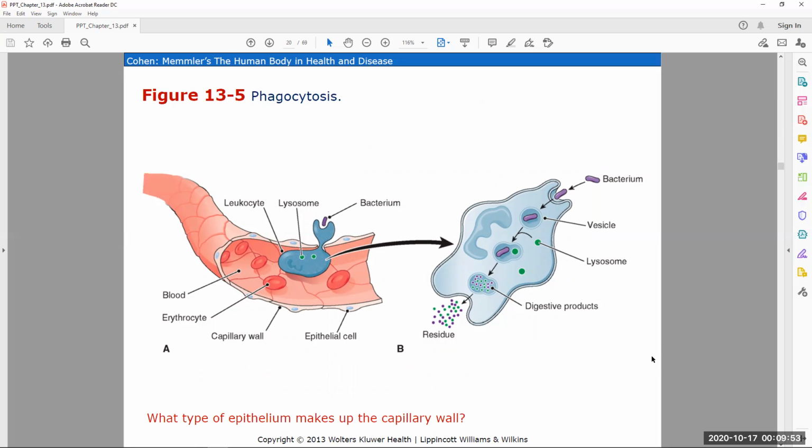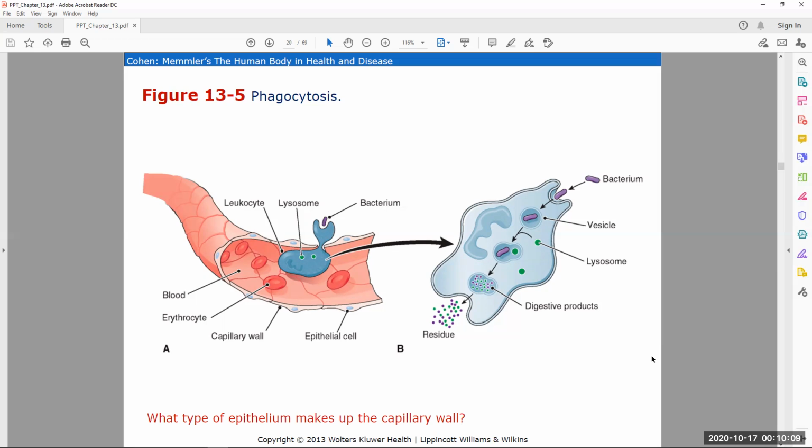Some have phagocytotic activity, and what does that mean? That means they could ingest materials, foreign materials or microorganisms, and destroy them by enclosing them in a phagocytotic vesicle.